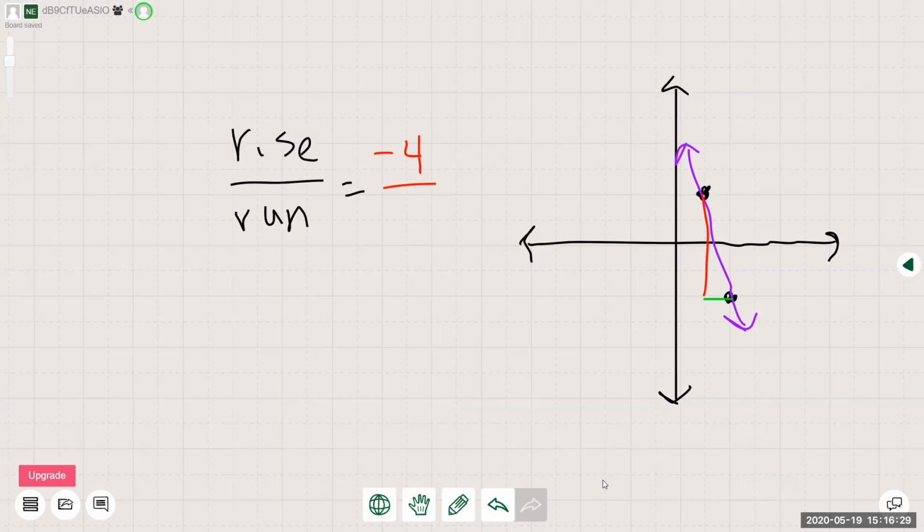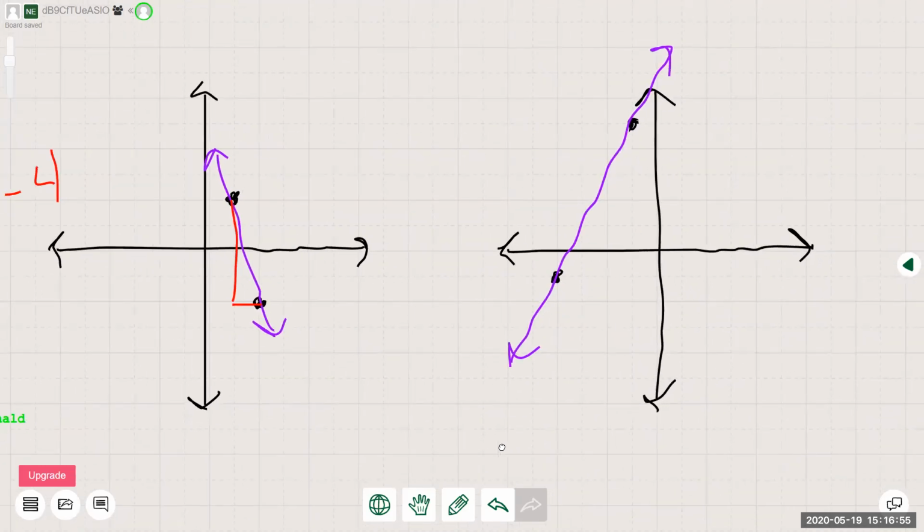And 1 over. So that is a negative 4 over 1, which we can just simply write as negative 4, because any number over a 1 is that number. So if it was 6 over 1, it would be 6. If it was 2 over 1, it'd be 2. In this case, it's a negative 4. So if you got that right, great job. Let's go on to the next one.